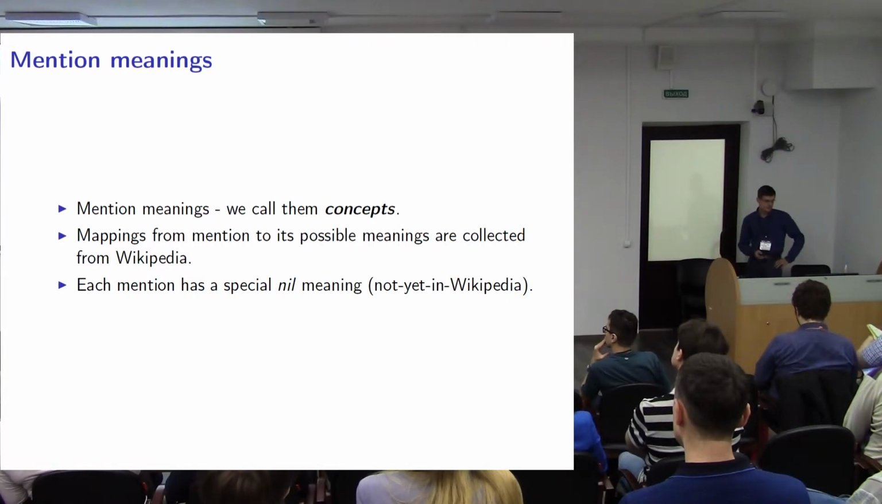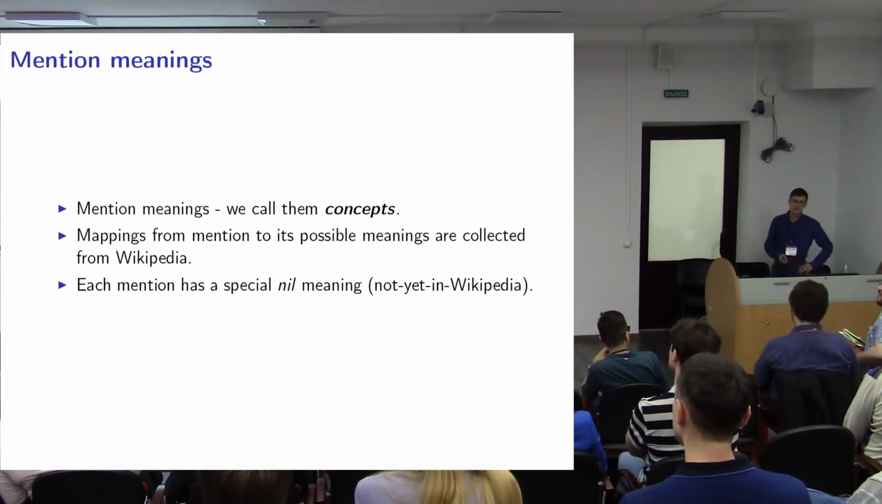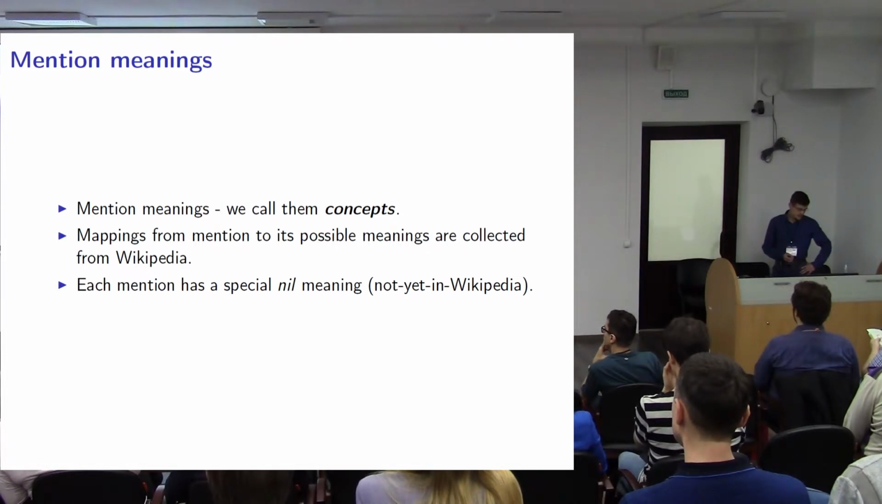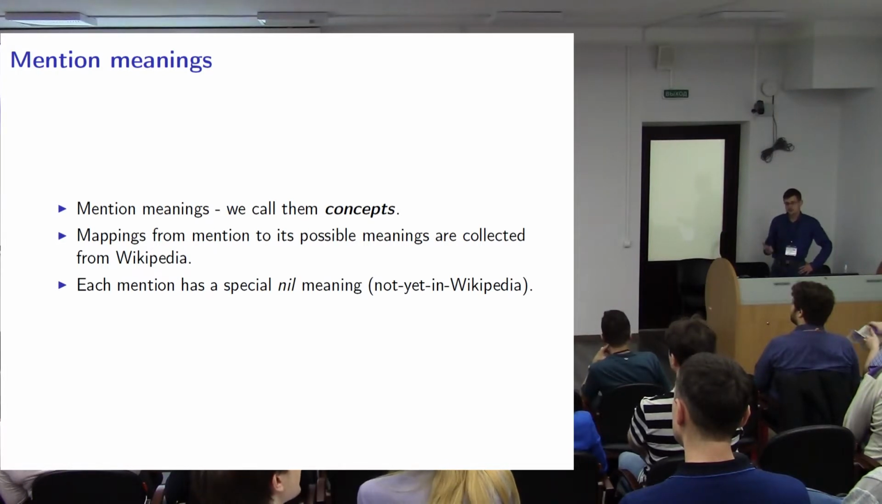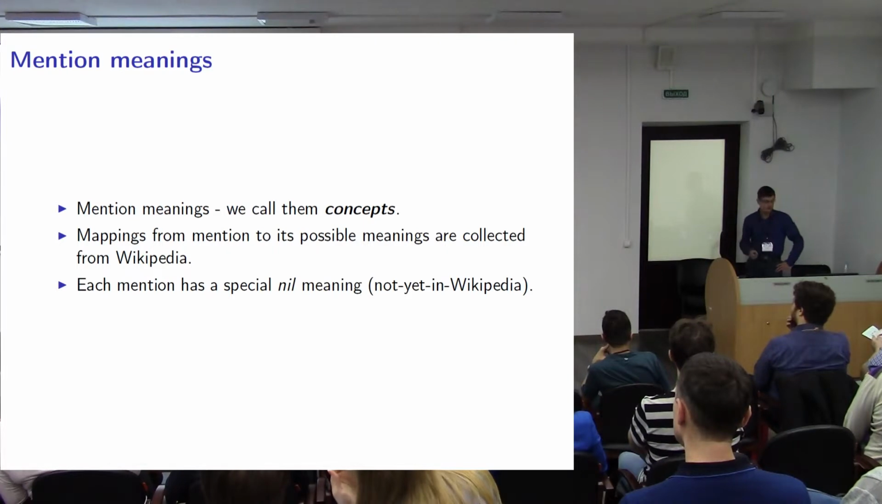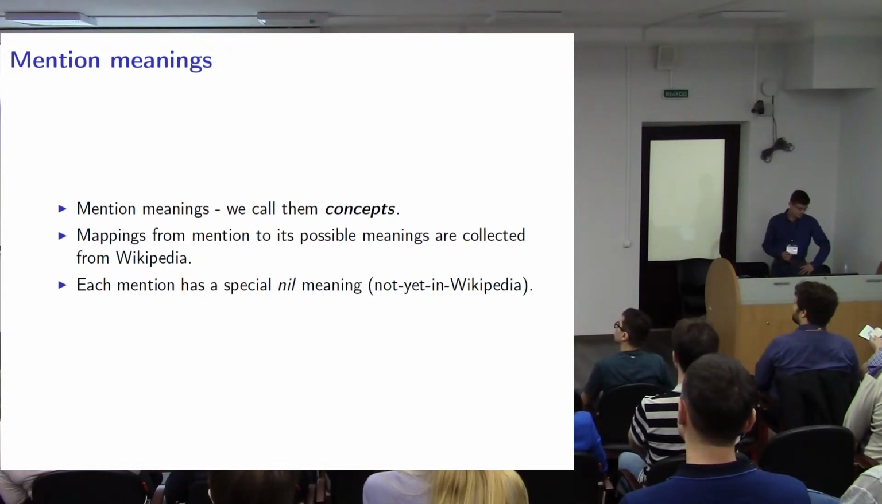As I said, we use Wikipedia, and we download the whole encyclopedia and build a knowledge base from it. Entities of the knowledge base are called concepts. Then for each mention, we can build a mapping from this mention to a set of possible concepts, the possible meanings of this mention. And these mappings are built from the Wikipedia text, actually from anchor text of the links.